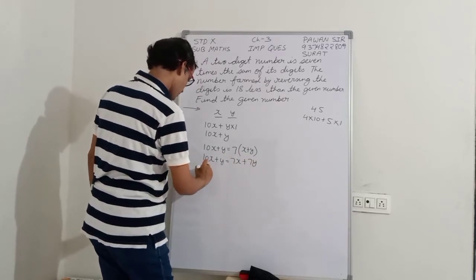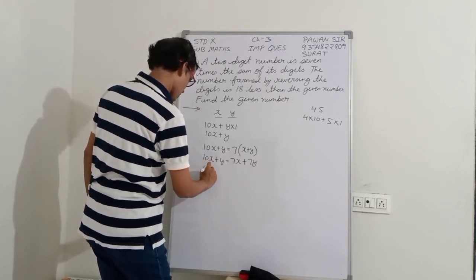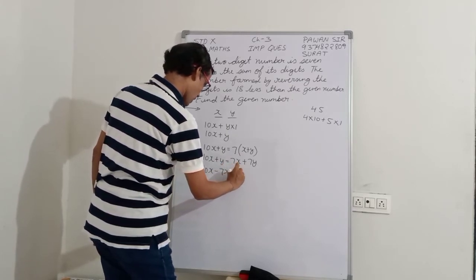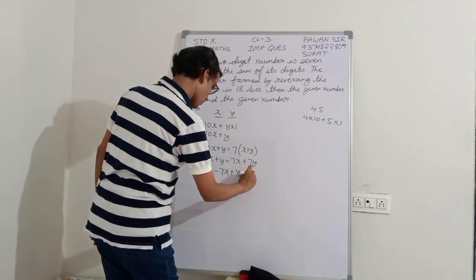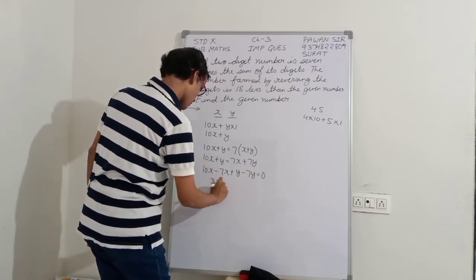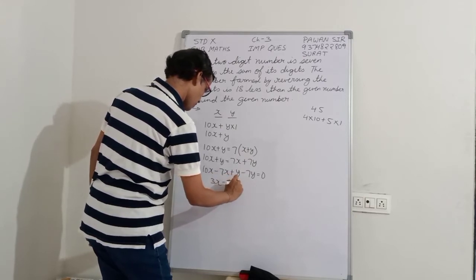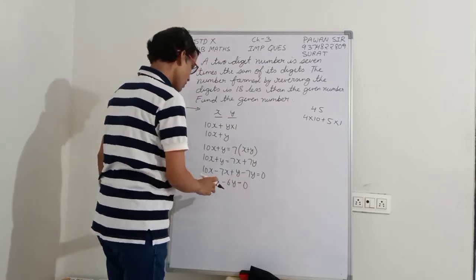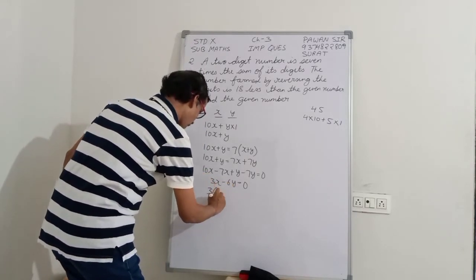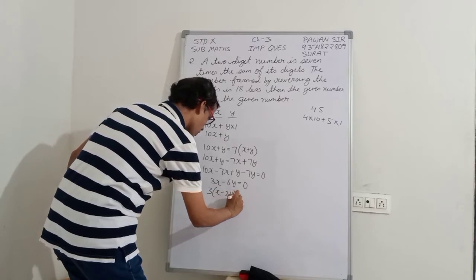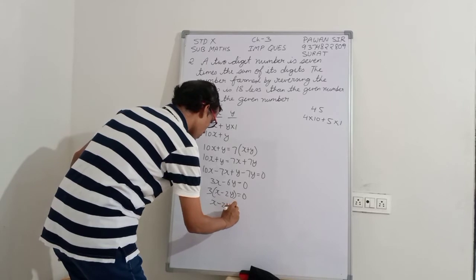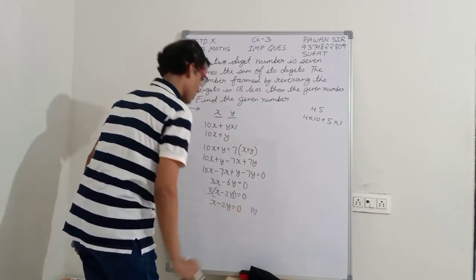Take on this side, we get 10x minus 7x plus y minus 7y is equal to 0. You can say 3x minus 6y is equal to 0. In this 3 is common. x minus 2y is equal to 0. So this is the first equation.